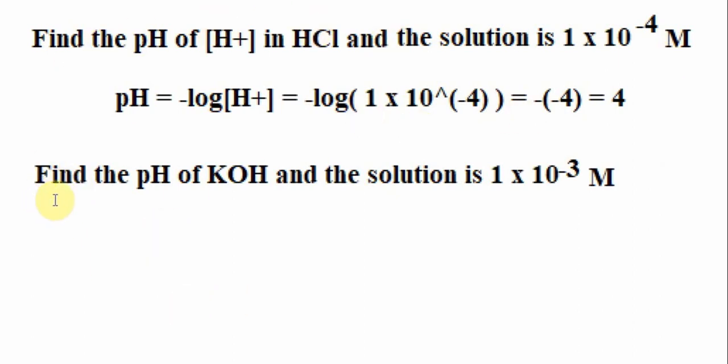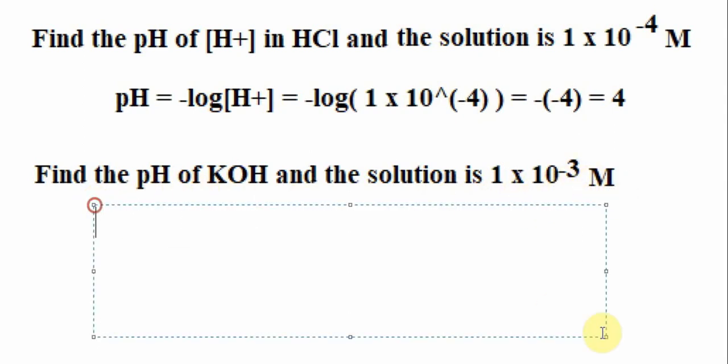Question number 2. Find the pH of the KOH. That is hydroxide, and this is potassium, and the solution is 1 multiplied by 10 to the power of minus 3 M. So in this one we have pH equal to 14.